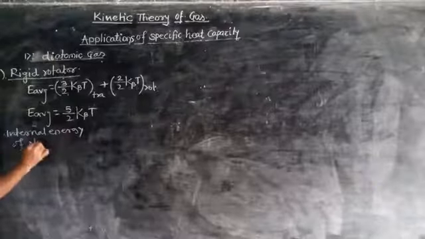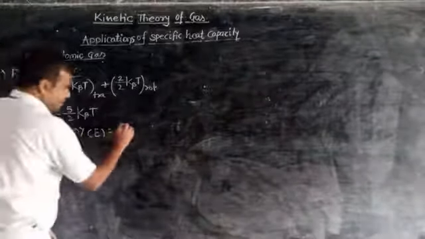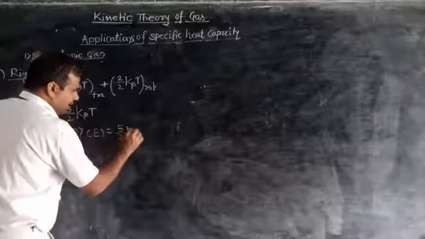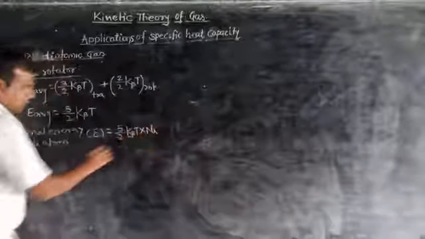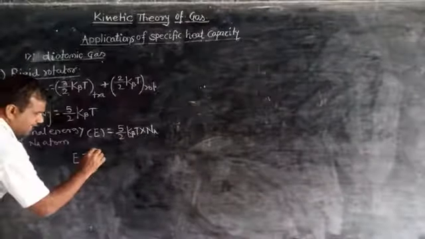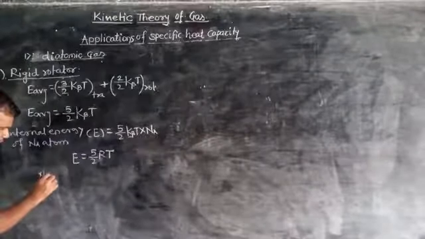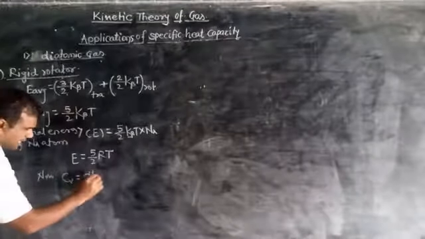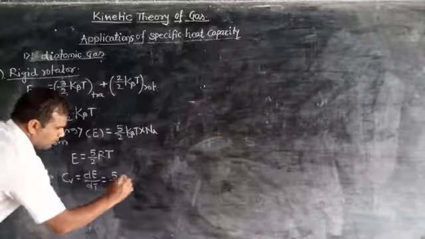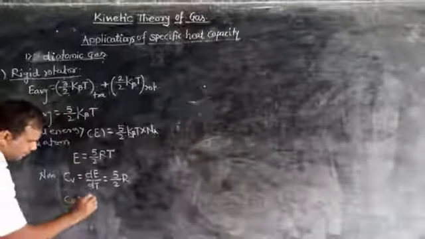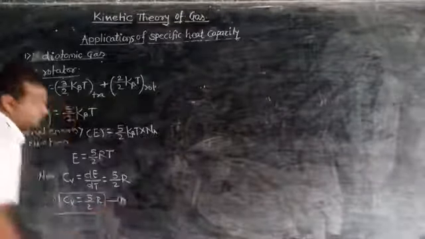And therefore the internal energy of Na atoms, E, is equal to 5 by 2 k beta T into Na. But this k beta into Na is equal to R, and therefore this can be written as 5 by 2 RT. Now Cv is equal to dE by dT, therefore Cv is equal to 5 by 2 R. This is equation number 1.